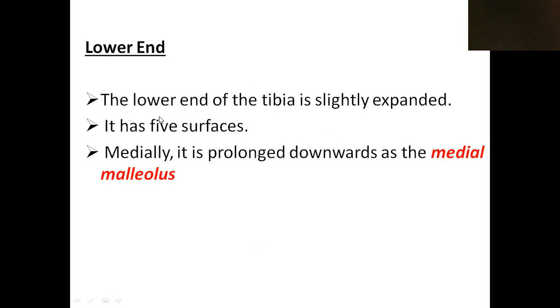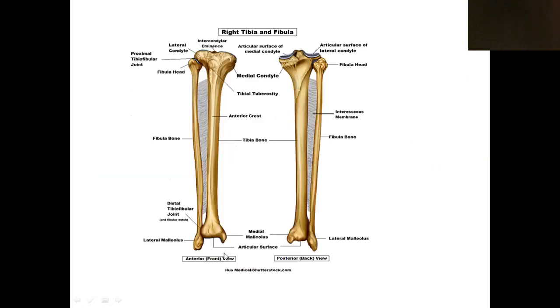Lower end, nothing is there. The lower end of the tibia is slightly expanded with five surfaces. Medially, it has one downward extension. It is known as the medial malleolus. See, this is the medial side.